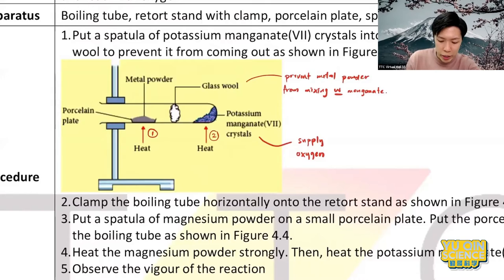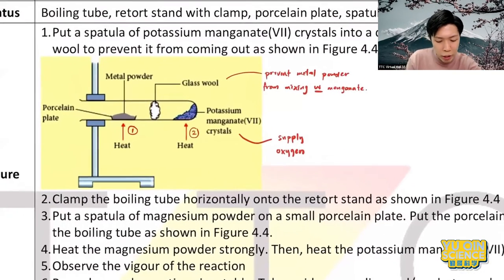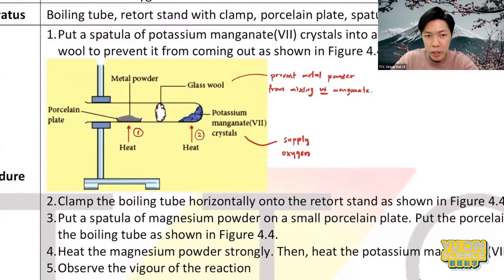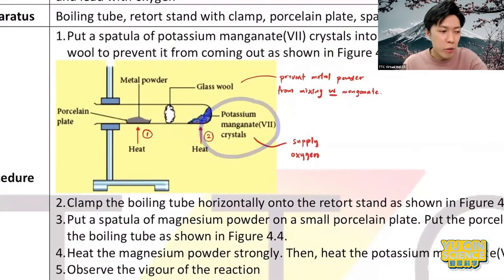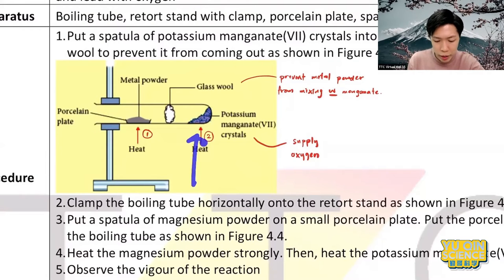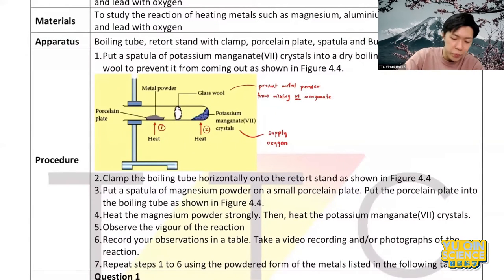Okay, so your substances that you need, we need the metal powder, obviously. And then where is the oxygen? The oxygen comes from potassium manganate. Remember, right? We burn potassium manganate to supply oxygen. So oxygen will flow over, touch the metal, and it turns into metal oxide. Okay. We try out the work at the same time.